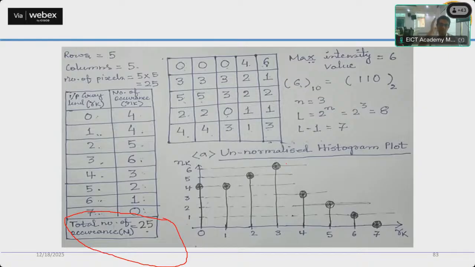Frequency, but to draw the histogram, do we really need the frequency? In order to normalize. Yes, so a partial answer has been given. To normalize. So can you tell the answer of the next part?